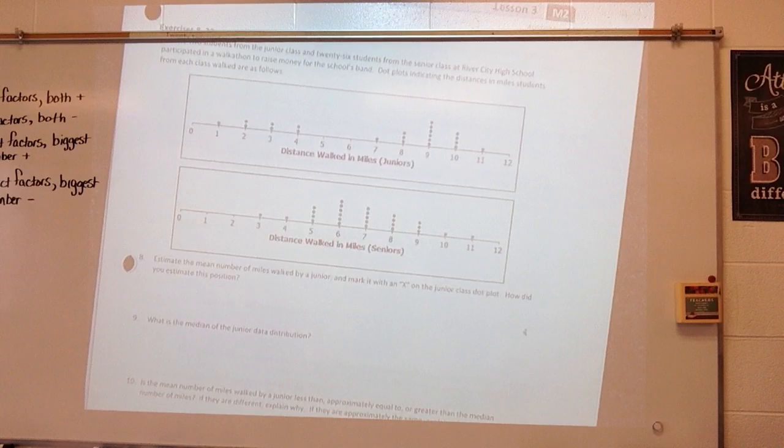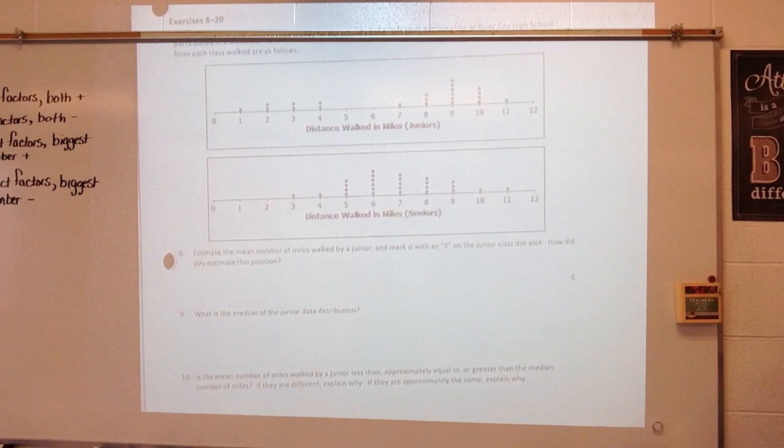22 students from junior class and 26 students from the senior class at River City High School participated in a walkathon to raise money for the school's band. Dot plots indicating the distances in miles students from each class walked are as follows. The first one is the distance walked in miles by the juniors. The second one is the distance walked in miles by the seniors.